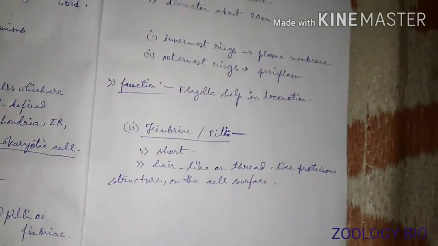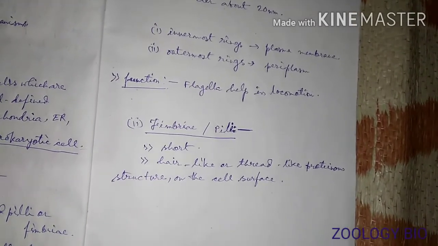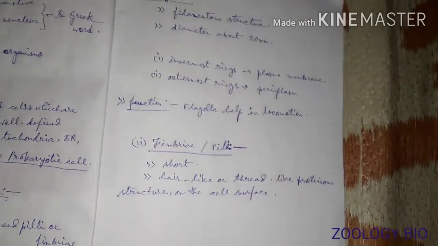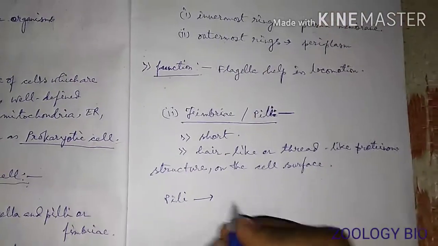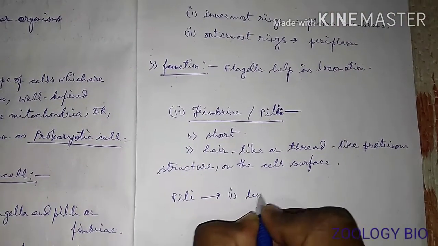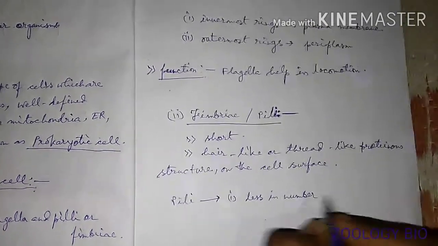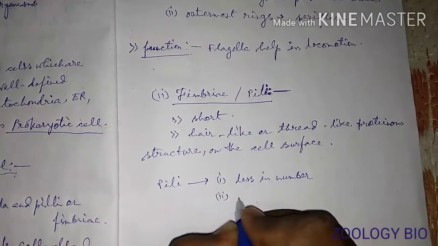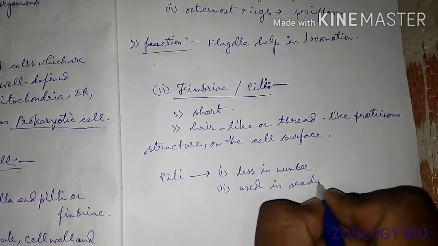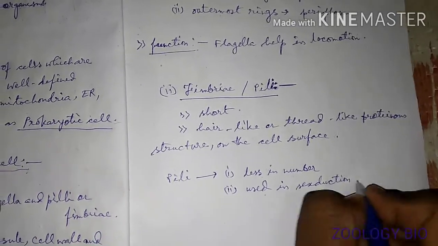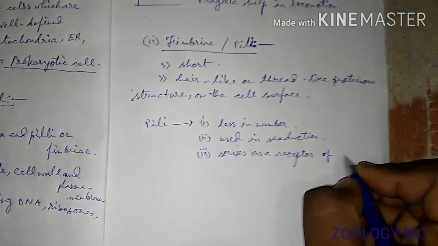So the pili are less in number and are mainly used in sex reproduction and serve as a receptor for certain viruses.